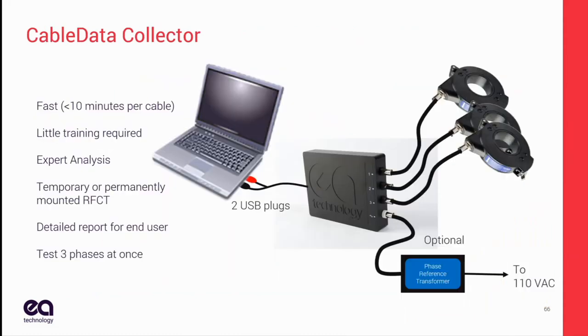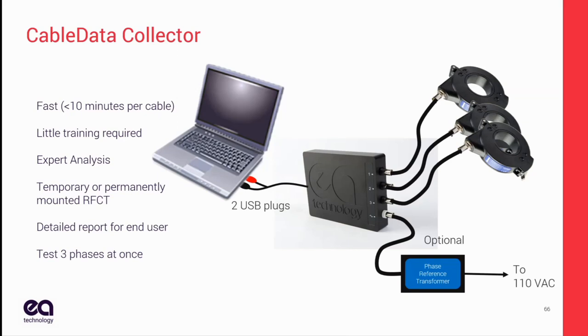Just a few minutes on the equipment that I've talked about. This is our CableData Collector. It's a box that is made for an untrained or lightly trained crew to take data that is then analyzed by somebody else. The raw data is all stored in the computer, and then somebody trained, whether it's somebody at EA or somebody at your site that's been trained, does the analysis. So you can send out a lower level crew.